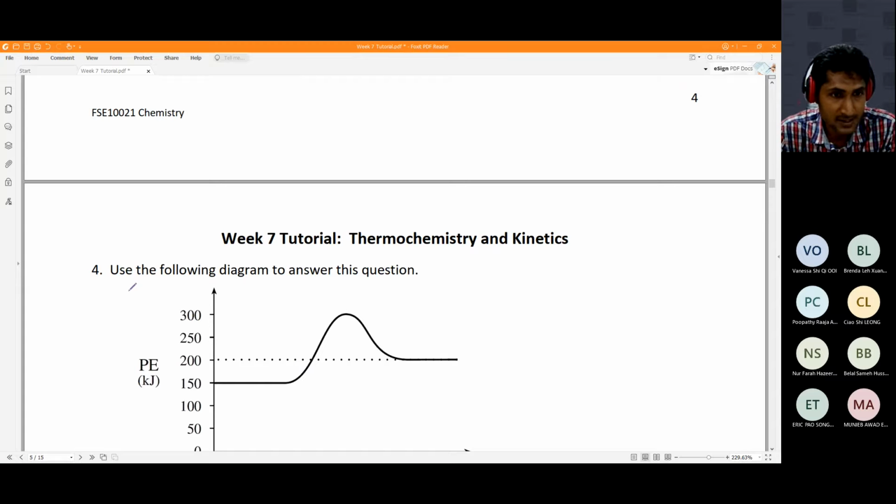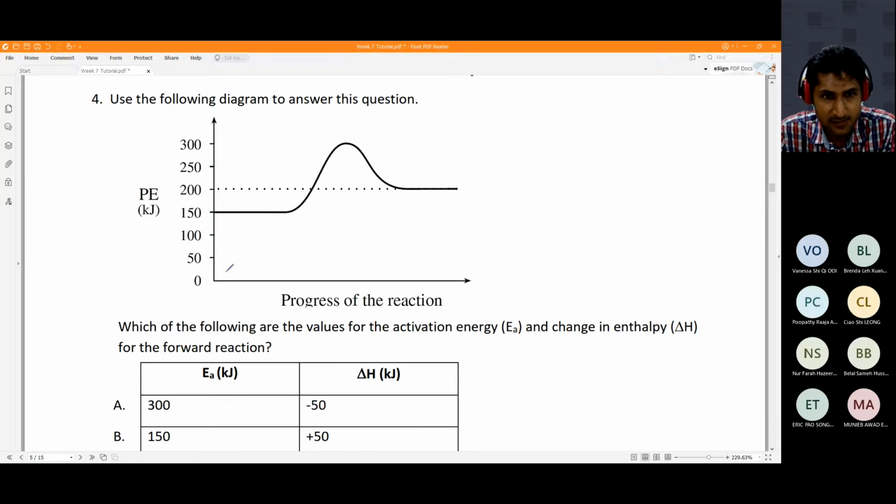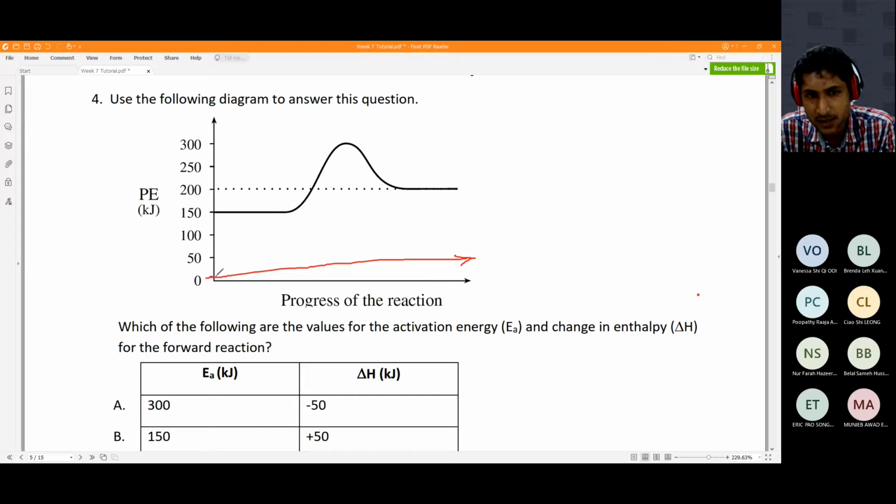Question number 4. It says use the following diagram to answer the question. Progress of the reaction, that means the reaction is going this way. All right, so I'm going to ask a question now. I hope that you will participate. If the reaction is going this way, how do you find the rate of the reaction?